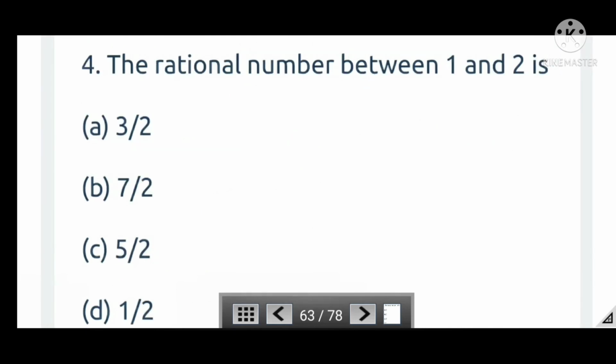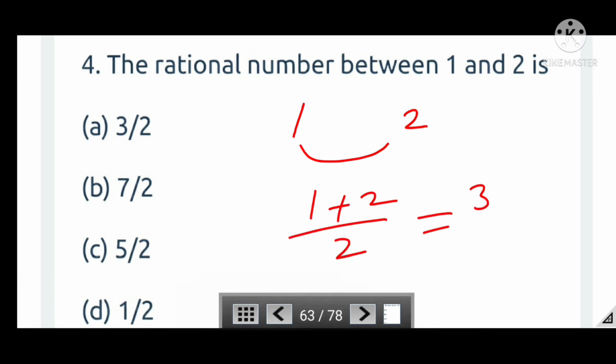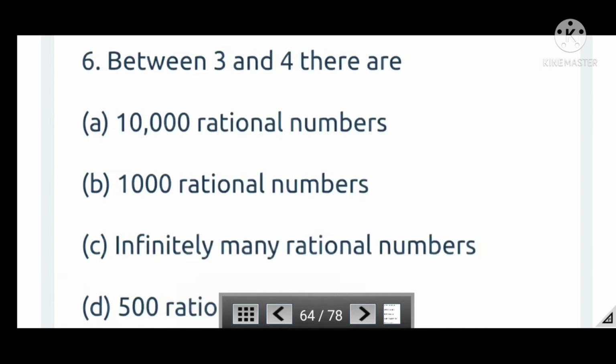Next question, the rational number between 1 and 2 is. Now to find rational numbers between 1 and 2, 1 plus 2 divided by 2, that is 3 by 2, so the answer is A option. Next question, between 3 and 4 there are again infinite rational numbers, because between any two numbers there are infinite rational numbers.